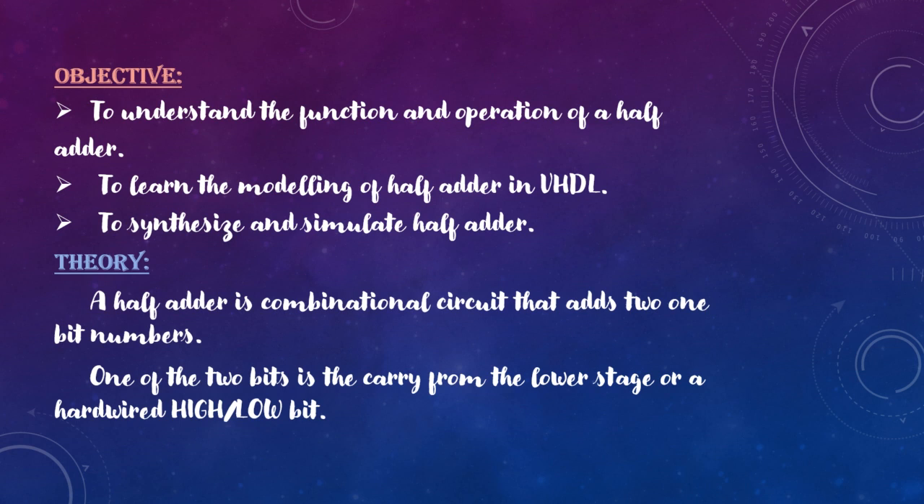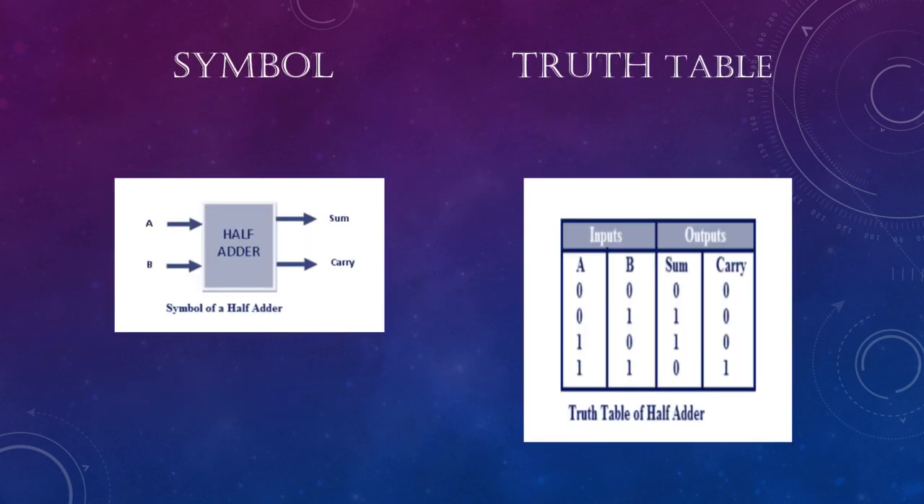A half adder is a combinational circuit that adds two 1-bit numbers. One of the two bits is the carry from the lower stage or a hardwired high or low bit. Here is the symbol for a half adder and the truth table for a half adder.